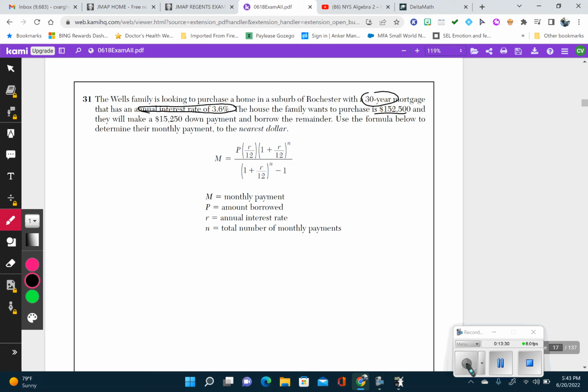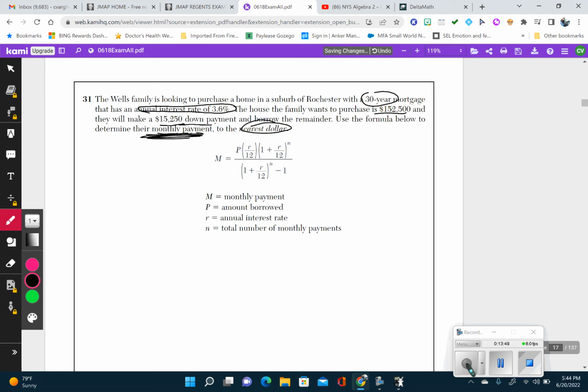Anyway, the house that they want to purchase is $152,500, and they're going to make a $15,250 down payment, and they're going to borrow the rest. And we want to answer this to the nearest dollar. So all of those things are going to be important. We missed something. Determine their monthly payment.